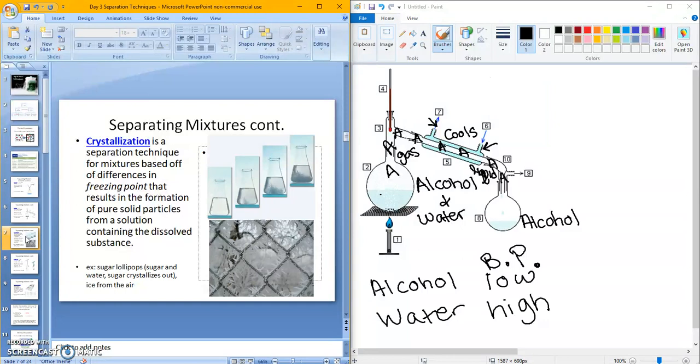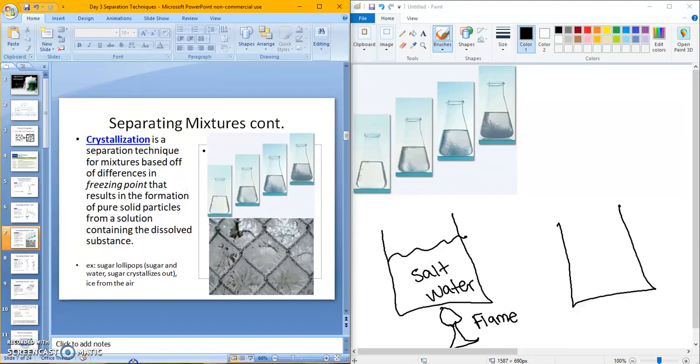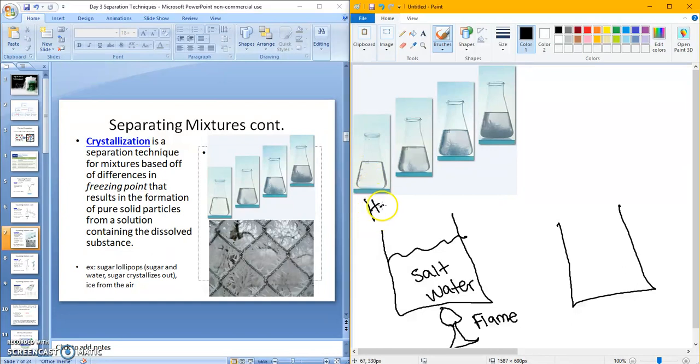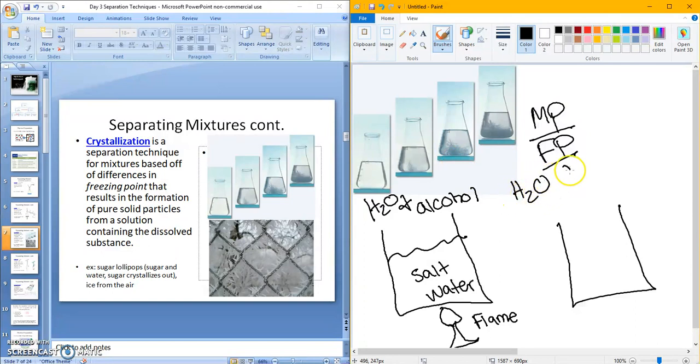Let's try crystallization. Now, crystallization is a little different. Crystallization is using freezing points in order to separate. So in this picture, I have water, H2O, and let's say I have alcohol again. Alcohol and water have different melting points, or different freezing points. Water is going to freeze faster than alcohol.